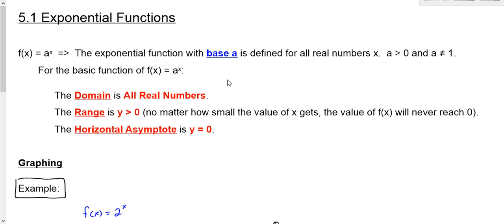For the basic function of f of x equals a to the x, the domain is all real numbers. The range is y is greater than 0, because no matter how small the value of x gets, the value of f of x will never reach 0, which means the horizontal asymptote is y equals 0.